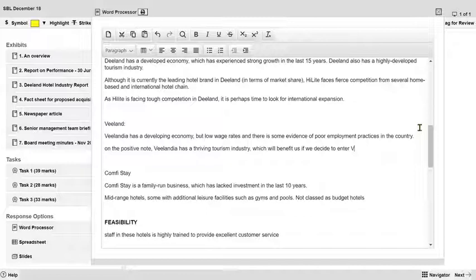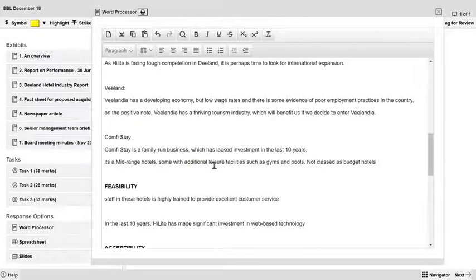What about Comfy Stay Hotel? It's a family-run business which has lack of investment. It's a mid-range hotel with some additional leisure facilities.